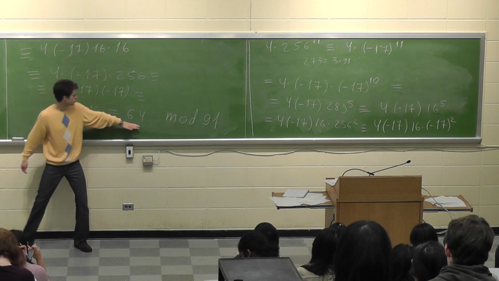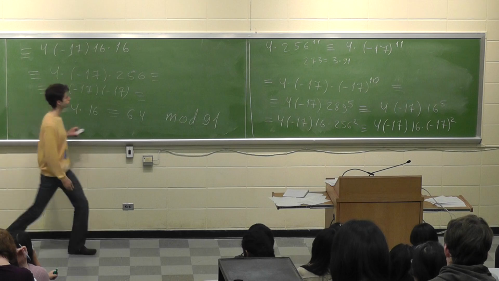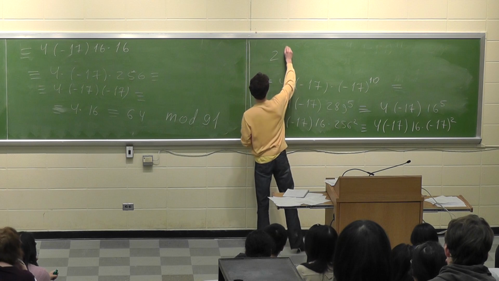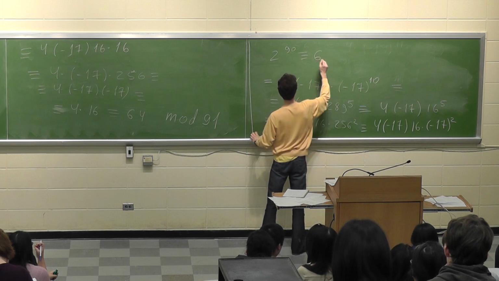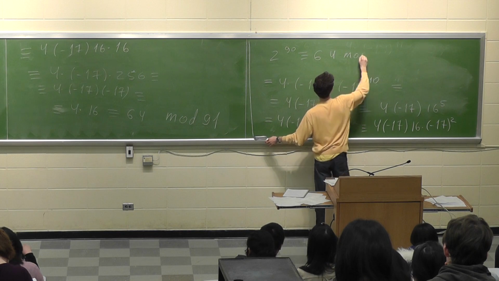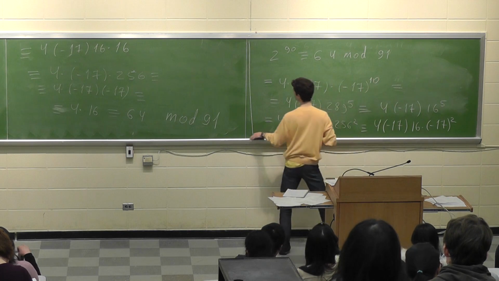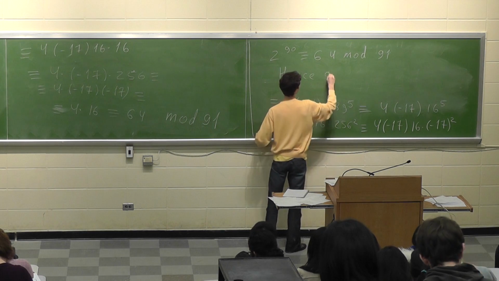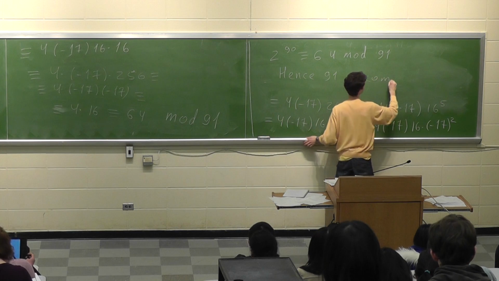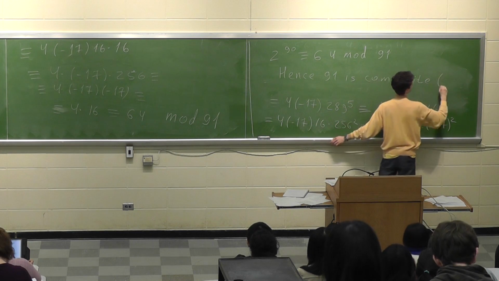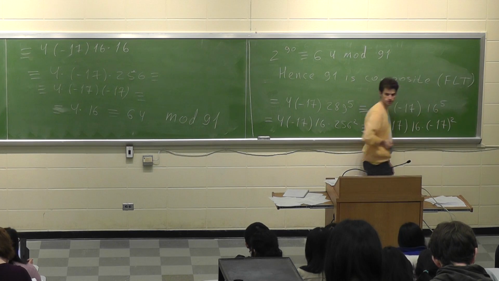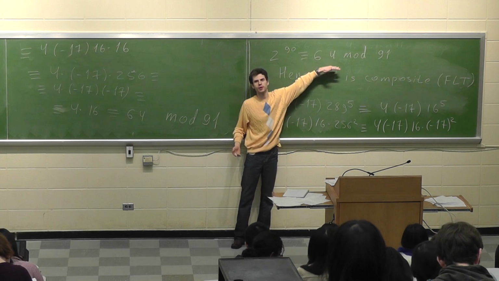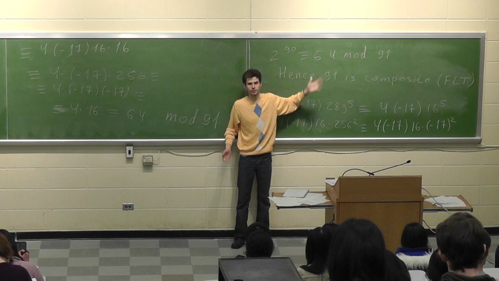And the result of this computation is, well, I know that 2 to the power 90 is congruent to 64 modulo 91. Hence 2 to the power 90 is not congruent to 1 modulo 91. By Fermat's little theorem, if 91 was a prime, then the answer here would be 1. But it isn't 1. We just computed it by hand.